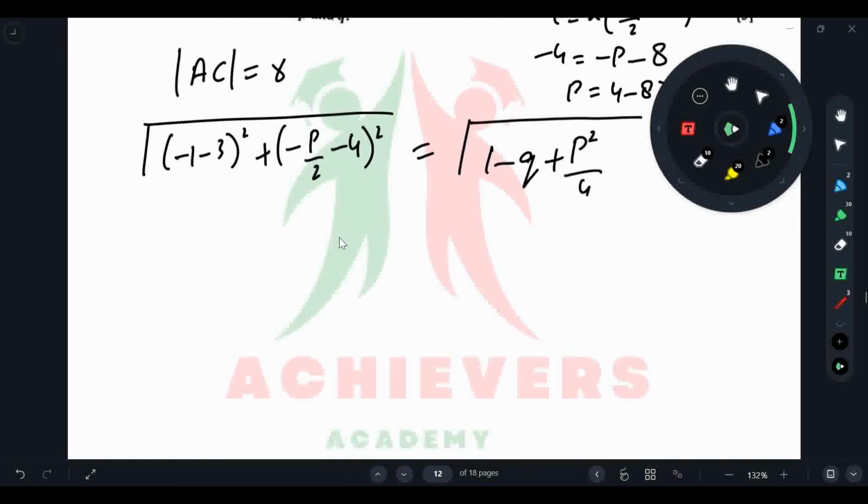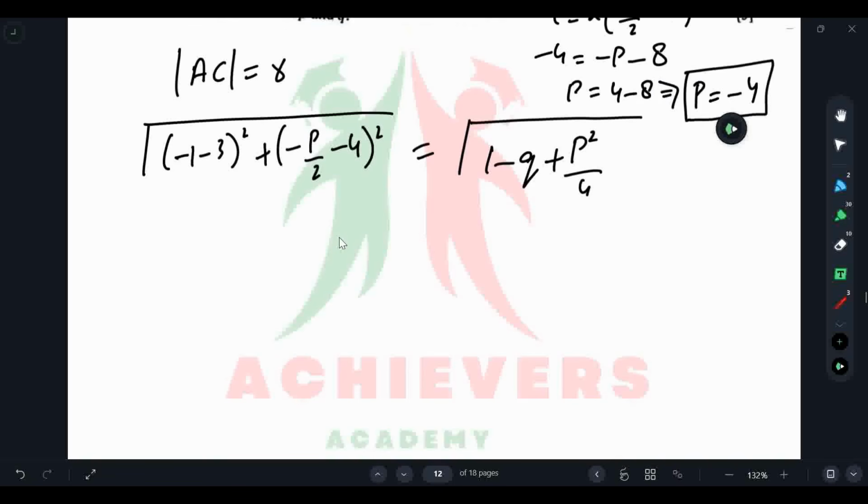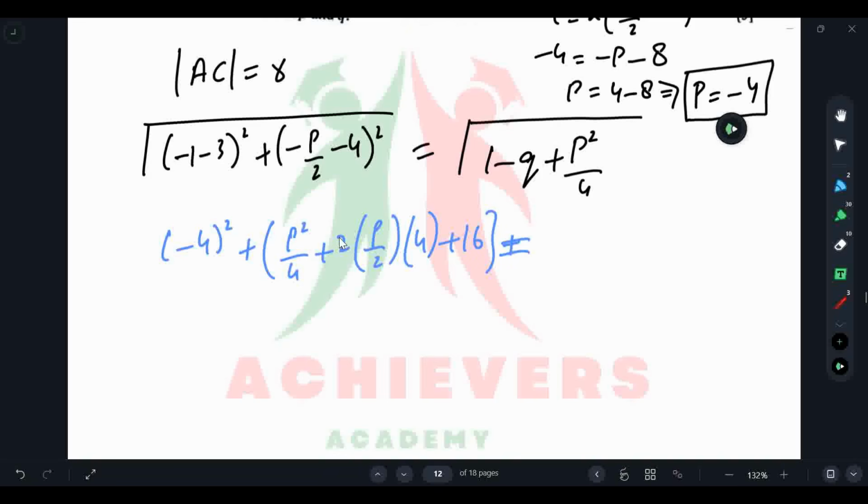We can cancel out the square roots. So this will be minus 4 square plus. Now from here we can use the identity a square plus 2ab plus b square. So b square will be 16. This will be equals to 1 minus q plus p square by 4. We can cancel out these two, so that is why we can simplify it like this.